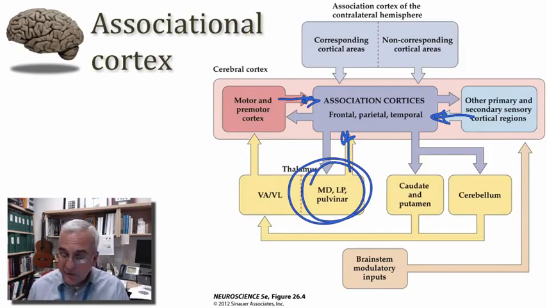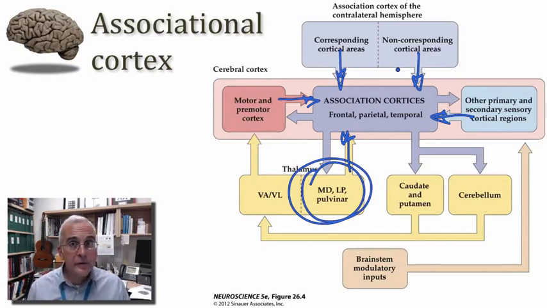So these associational networks have interactions with regions in the opposite hemisphere, some of which are homotypic, that is, they are the comparable anatomical unit found in the opposite cerebral hemisphere, but the projections often are a bit more widespread. They may involve non-homotypic or non-corresponding areas.